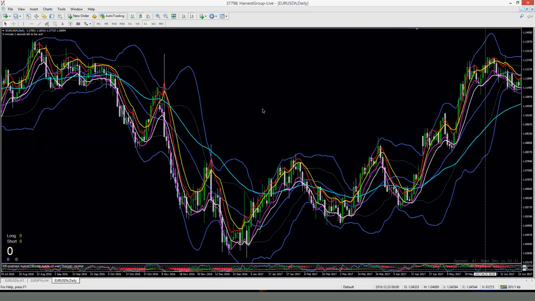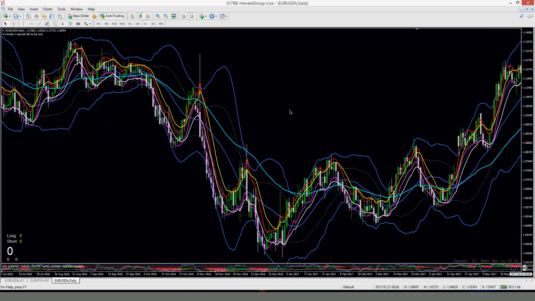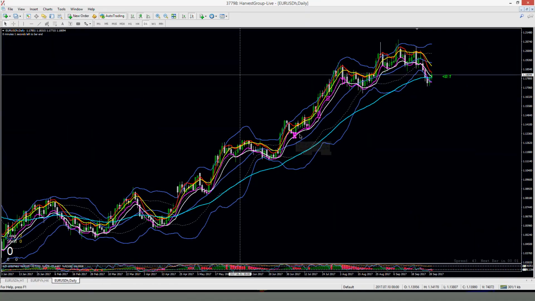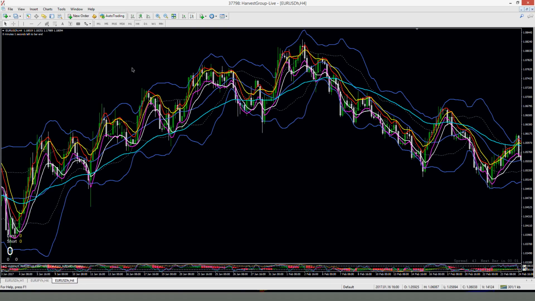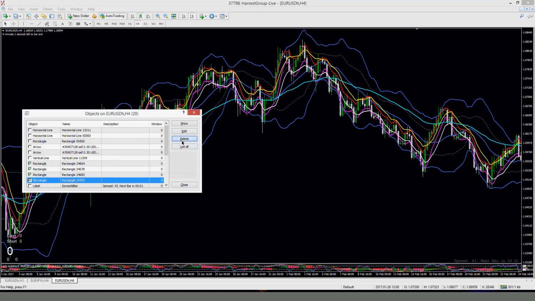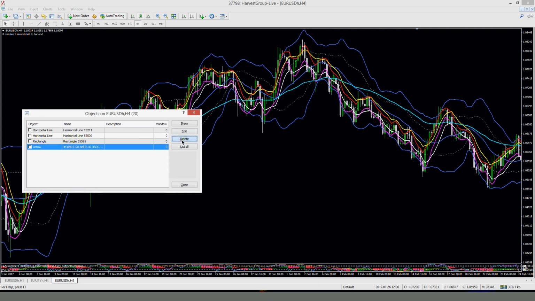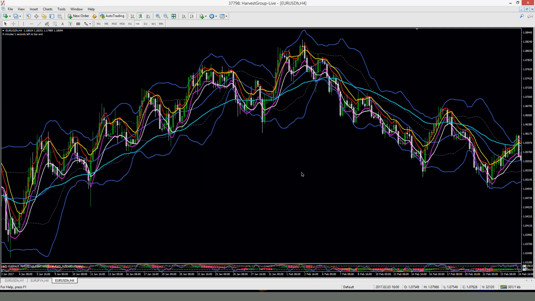So let's find those. Oh, there you go. So there's one re-entry, 2, 3, 4, and 5. So even by looking at an H4 level, you will be able to see the re-entry on a higher time frame. If you understand how the MA50 works, then you'll have a much better grip on the multi-time frame.